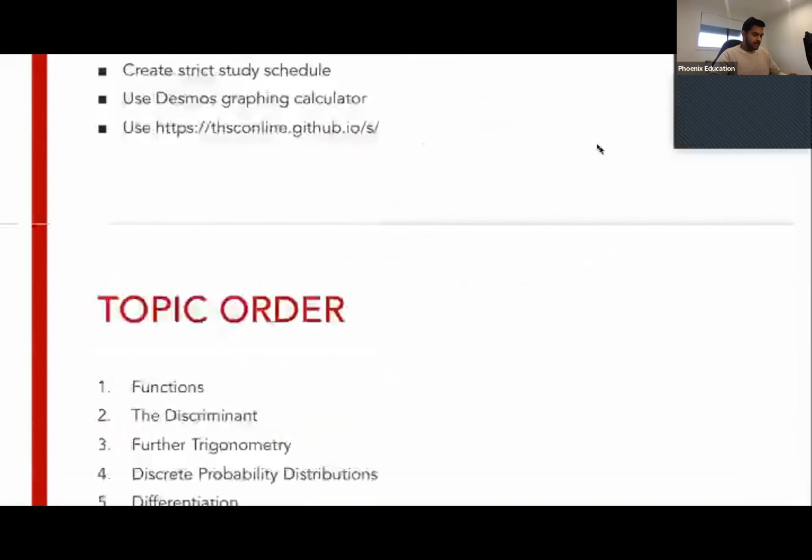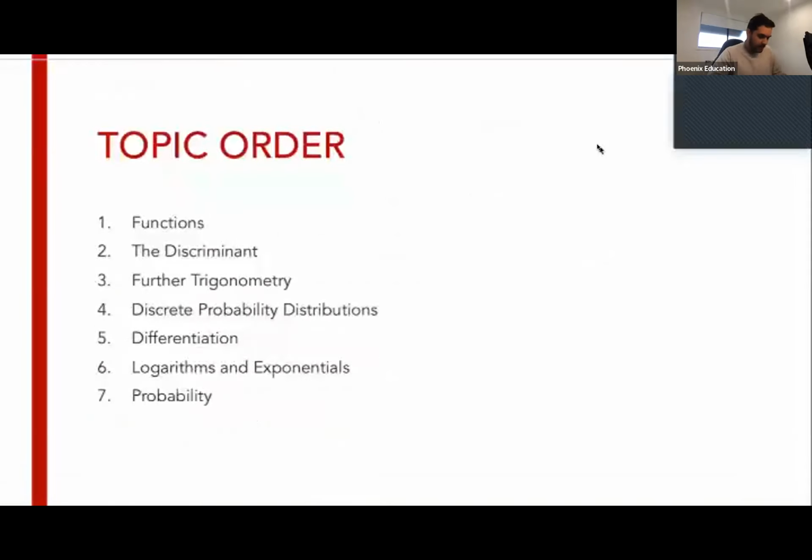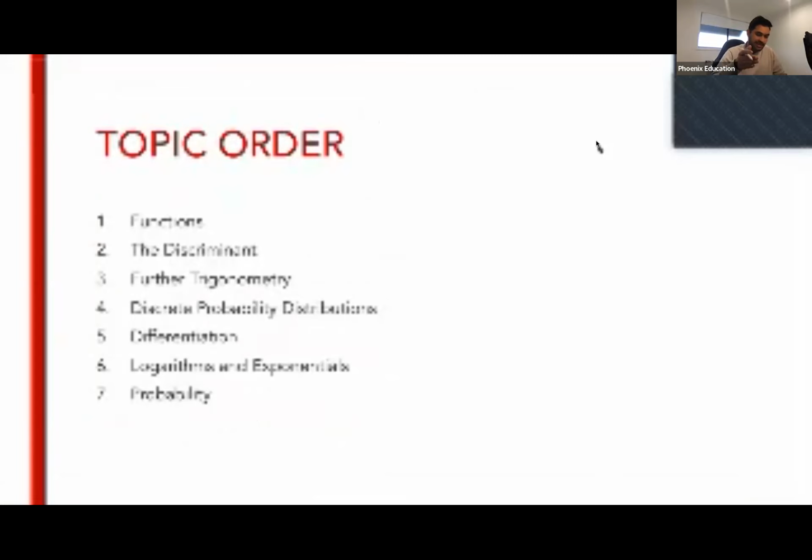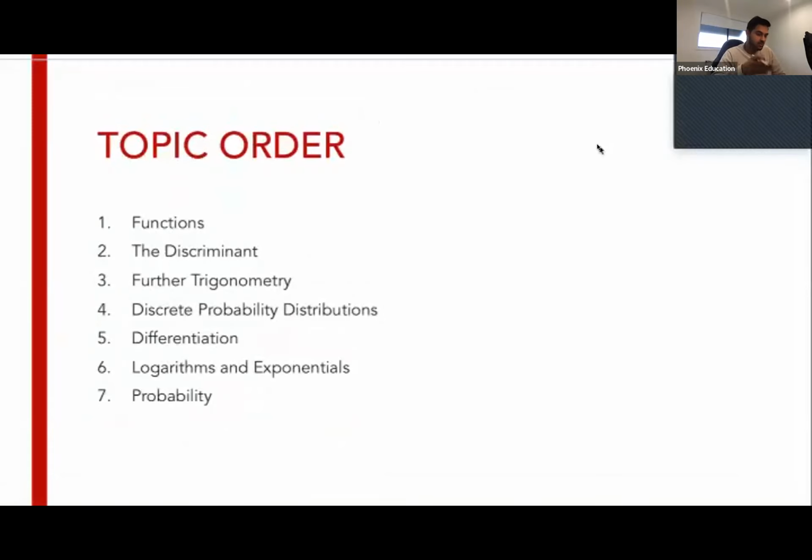Okay, so next thing, this is the order of topics. There are 7, these are pretty much the main topics in the Advanced Maths Year 11 course. I will be taking you guys for the first 4, and then Swazian will take you for the last 3.